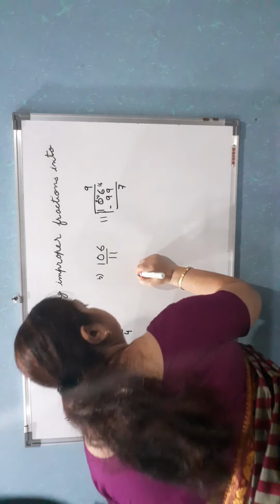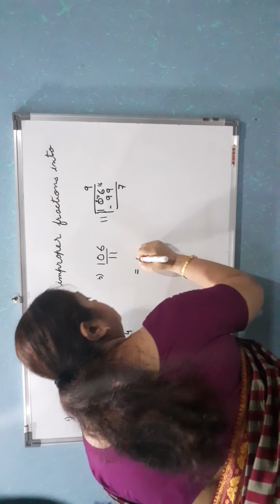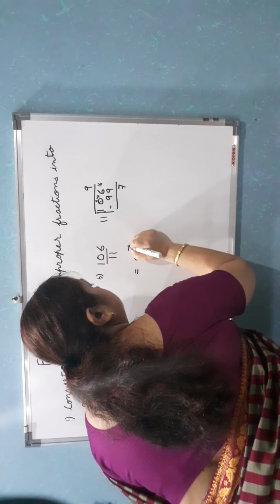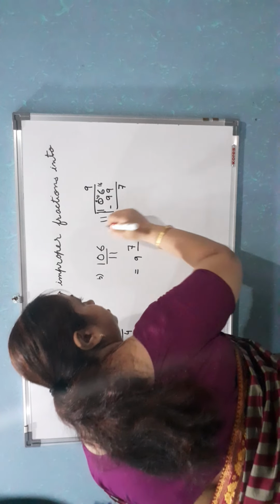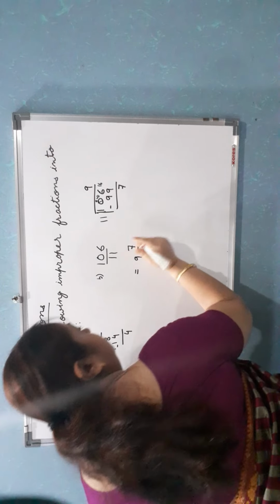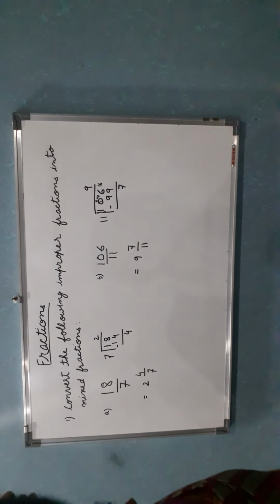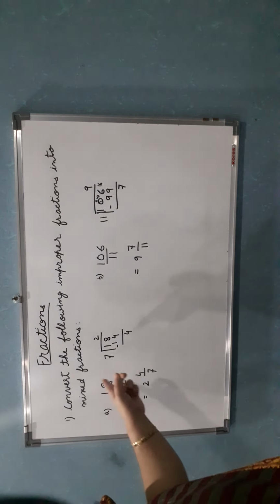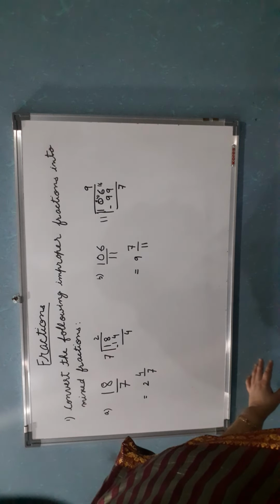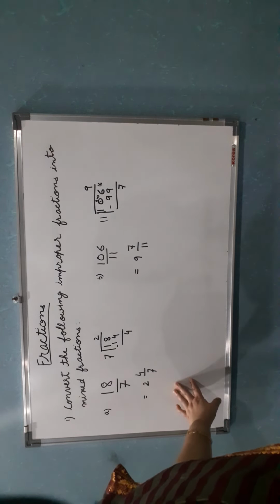So how will you write? Quotient is the whole number. Then remainder will be the numerator and divisor will be the denominator. Okay. So we have converted improper fractions into mixed fractions. Let us do another one.